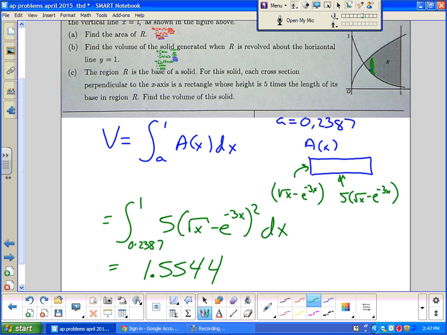And everybody, here we go. Now listen, at this point, if you've had 0.2387 to 1 for all three problems, give yourself a point. Then there are three more points in this one. This integrand is worth 2 again. This answer is worth 1 again.